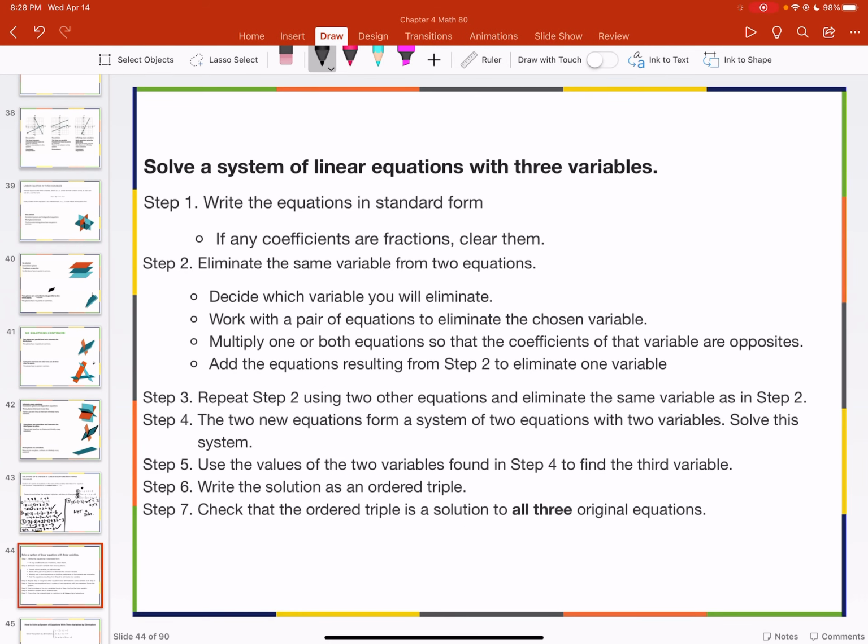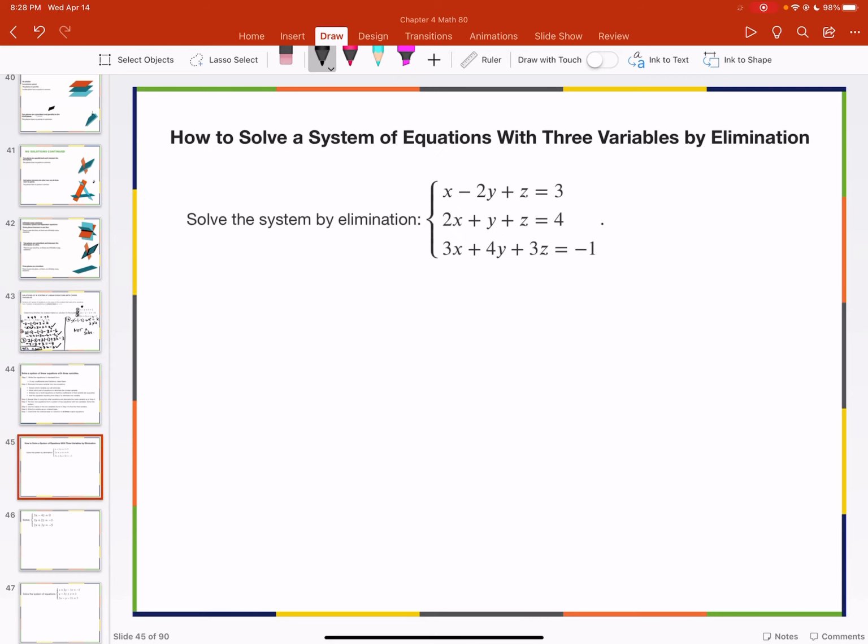Okay. So what if we want to solve a system of equations with linear variables? It seems kind of daunting, but it's not. So basically what we do is we have 3 equations. We put them in standard form. If there are any fractions, we clear them. We take 2 of them and we eliminate the same variable from 2 of the equations. So then we're left with a system in 2 variables. Then we take 2 different ones and eliminate another variable, the same variable as we did before, and then we'll have a new system of equations and we'll solve that system. So I'll show you what I mean. It's best seen.